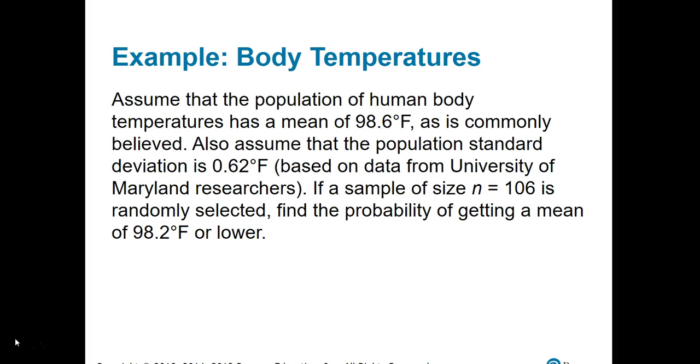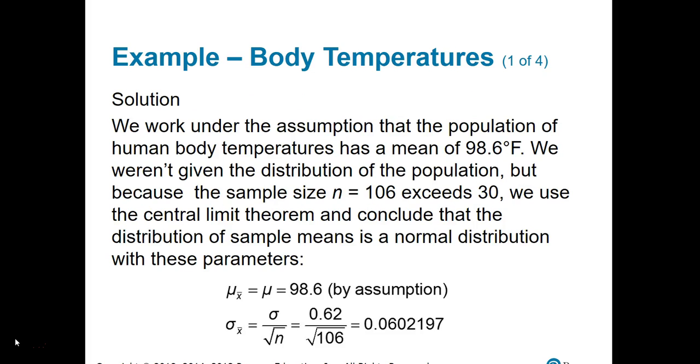So, assume that human body temperature has a mean of 98.6 degrees Fahrenheit, 37 Celsius, 310 kelvins, as is commonly believed. Also assume the population standard deviation is 0.62 degrees Fahrenheit. This is based upon data from the University of Maryland. And let's say we had a sample size of 106. This is randomly selected. We find the probability of getting a mean of 98.2 degrees Fahrenheit or lower. So 106 is over 30, and we also assume that it was normally distributed, so we are good to go.